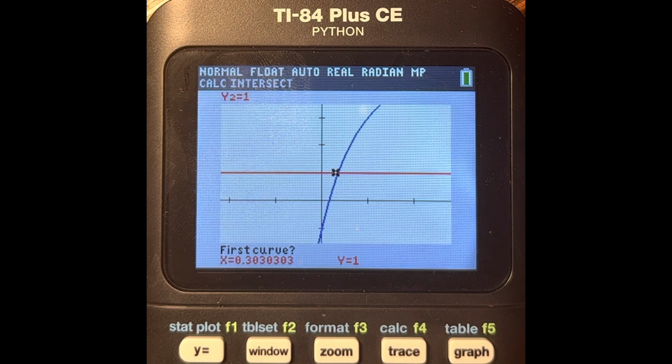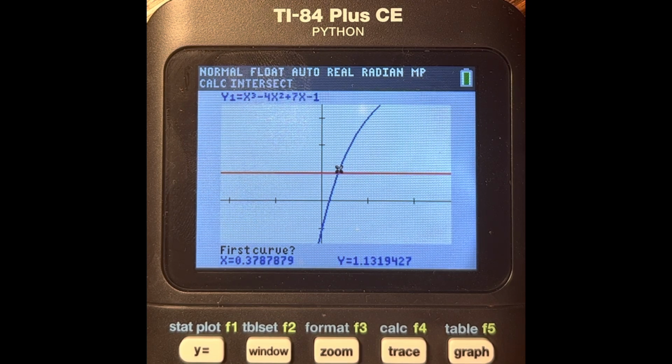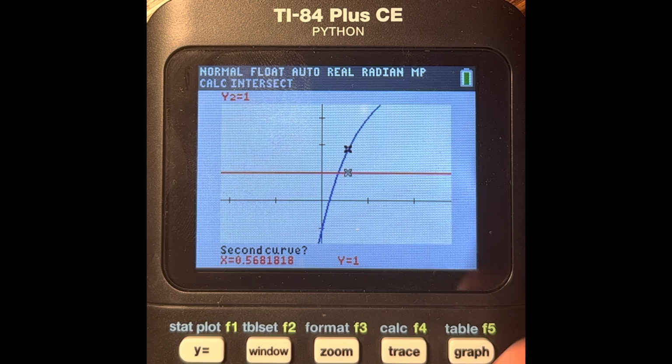It's going to ask for the first curve. So it looks like I'm on the blue curve at the moment, so I'm just going to hit enter. It doesn't matter which one's the first curve. And then where it says second curve, as long as I'm on the other graph, y1 or y2, it's okay.